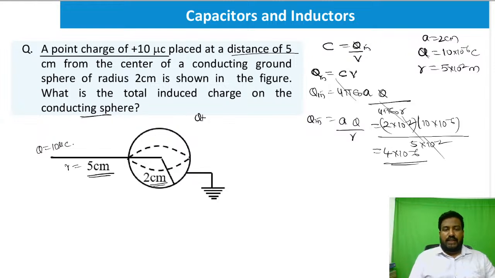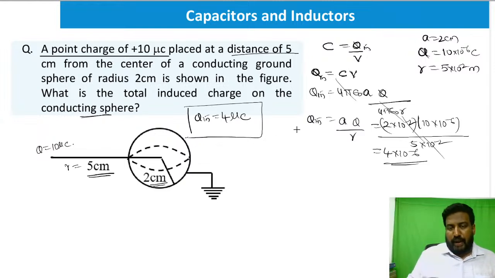Therefore, the induced charge is 4 microcoulomb. Out of 10 microcoulomb, how much charge is getting induced? The total amount of charge that is getting induced is 4 microcoulomb. Any doubts?